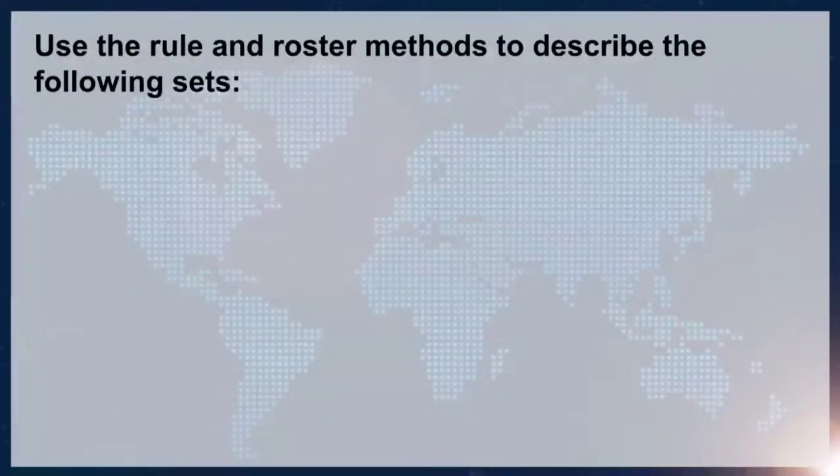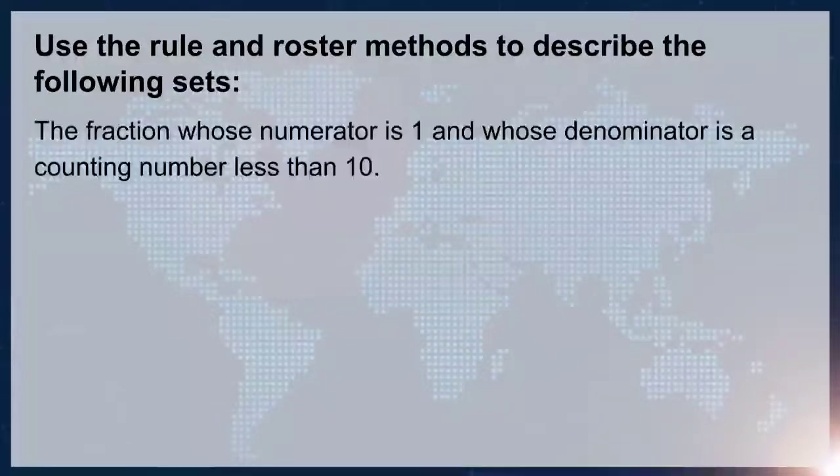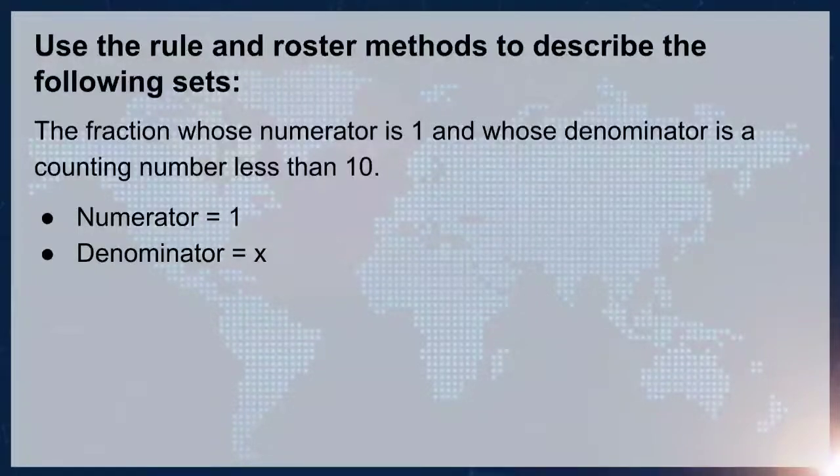On this exercise, we will use the rule and roster methods to describe the following sets. The first one is this: the fraction whose numerator is 1 and whose denominator is a counting number less than 10. So what are the givens? The numerator is 1 and the denominator is x, and x is from 1 to less than 10, ergo 9. So x is from 1 to 9.